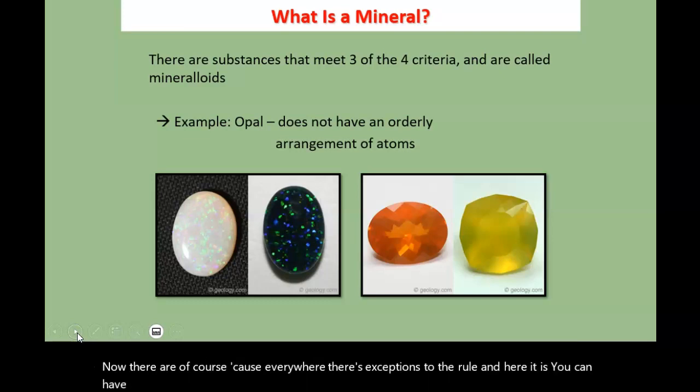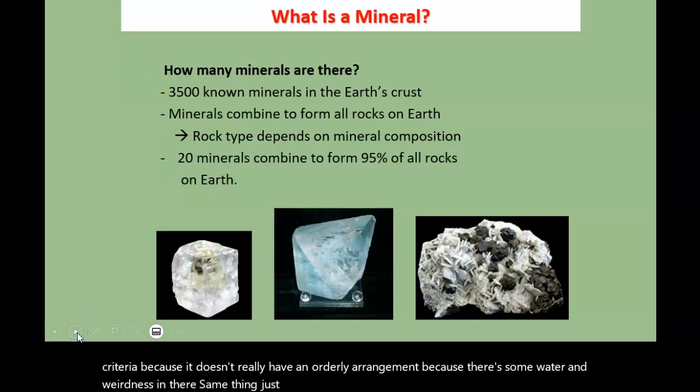And so opal, you've probably seen that before, is one of these that meets all of the criteria, because it doesn't really have an orderly arrangement because there's some water and weirdness in there. Same thing, just want you to be aware of it, but don't worry about it.